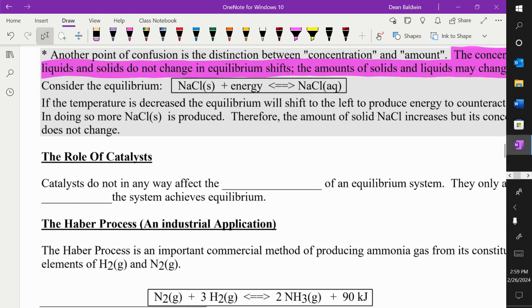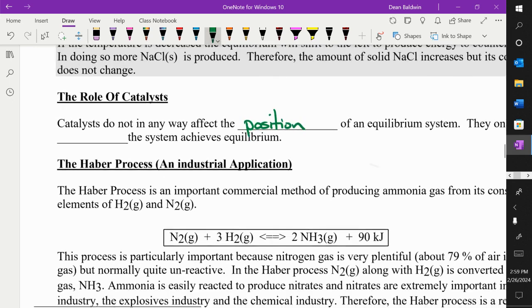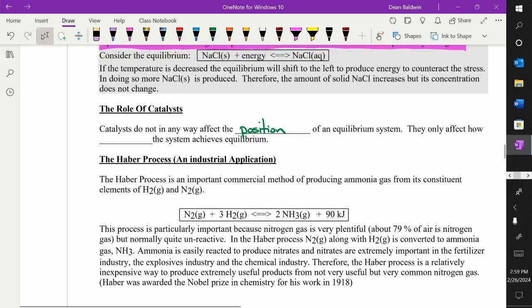What do catalysts do? They lower activation energy. Do they affect the equilibrium? No, they just determine how fast you get to equilibrium. They speed up the reaction. So they do not affect the position. They only affect how fast you get there.